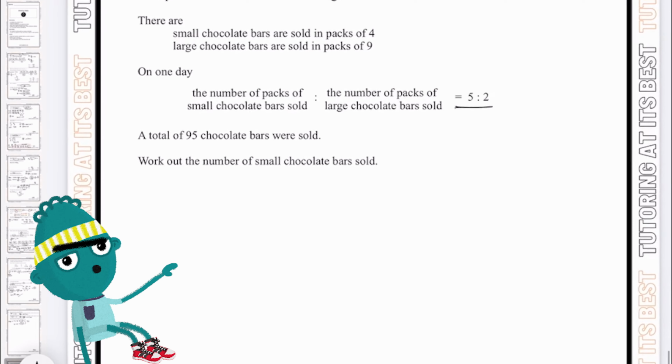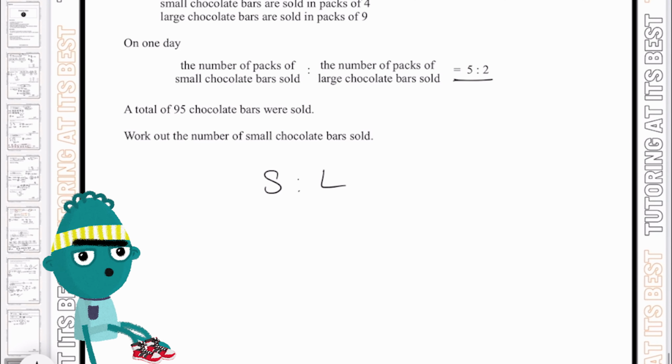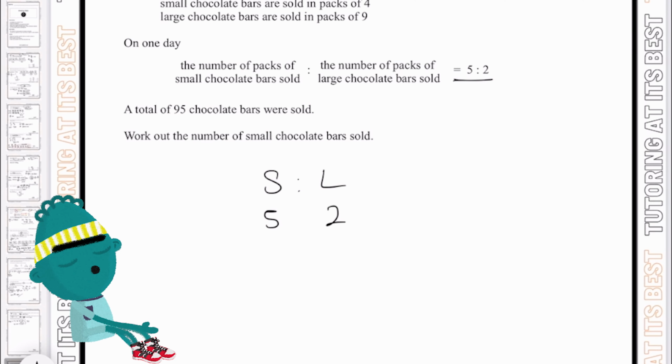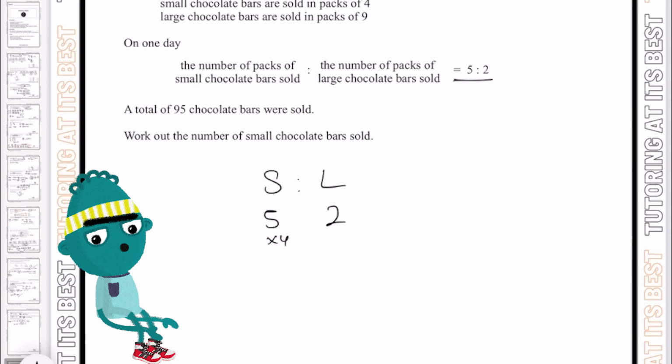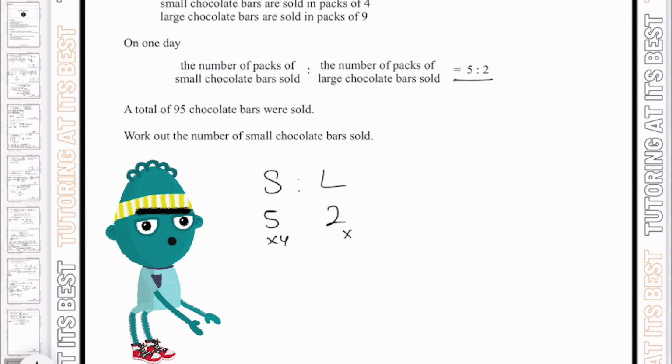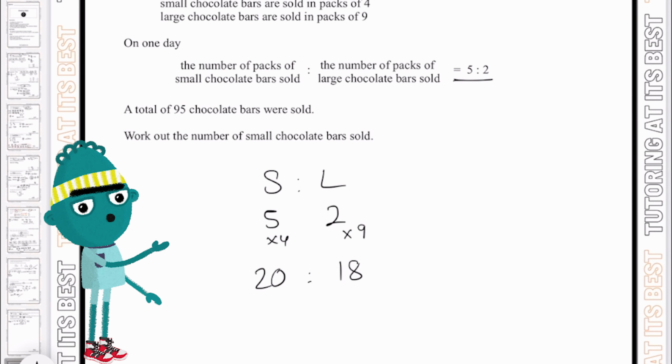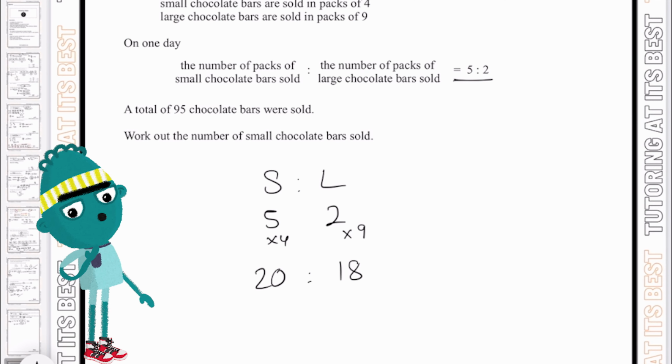So let's go for small to large. We know the ratio here was 5:2. And because the small are sold in packs of 4 and the large are sold in packs of 9, let's multiply them out. So we get 20:18. We can then simplify this to get 10:9. So if we add that together, that gives us 19 parts.